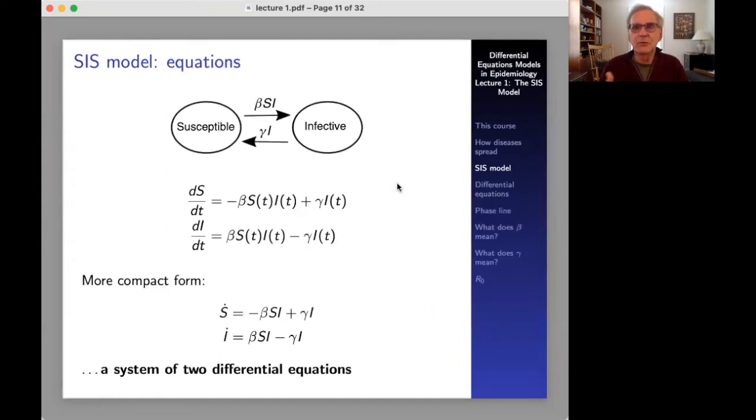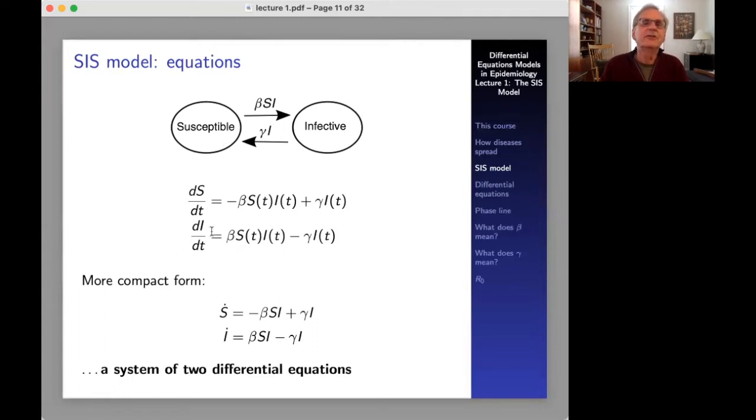So what are the equations for the rates? ds dt, the rate at which S is changing at time t, is minus beta SI, minus sign because when people get sick, they go from the susceptibles to the infectives, which reduces the number of susceptibles. That's the reason for the minus sign here. And there's also a plus gamma I, because when the infectives become well, that increases the number of susceptibles.